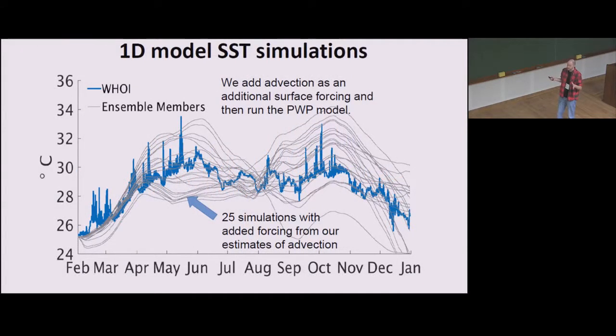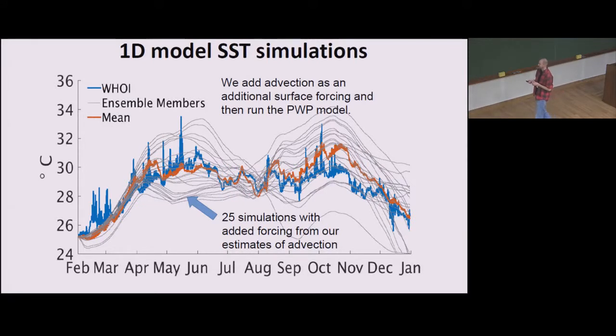You throw all of this into the PWP model and you run it. So this is with freshwater and heat advection. You get all these gray lines for the SST, which, when you first look at this, you say, I've learned nothing. Right? This is horrible. What have I done? But it turns out that if you just take the average, it looks pretty good. I almost fell on the floor when I did this. I was shocked.